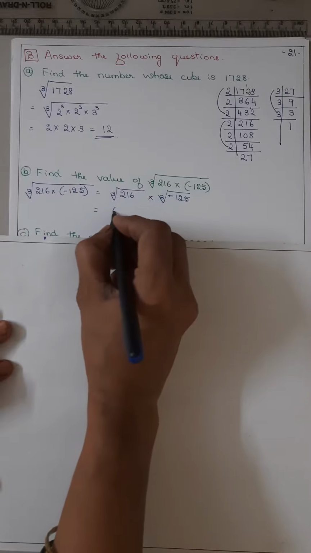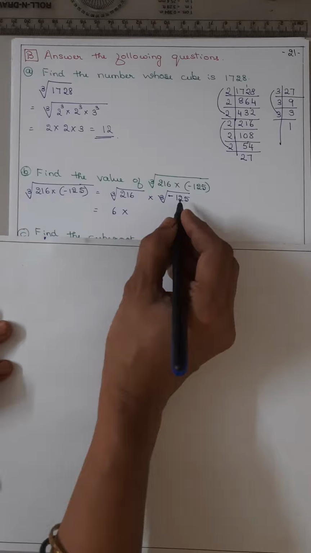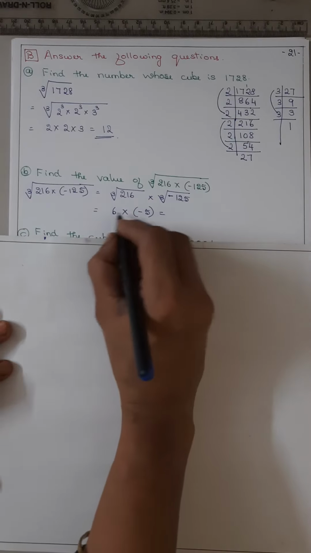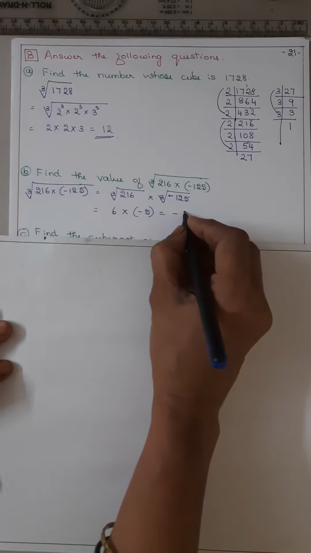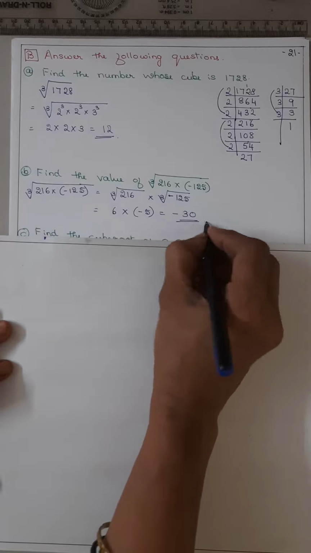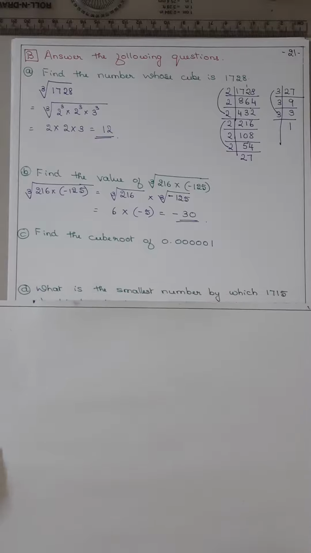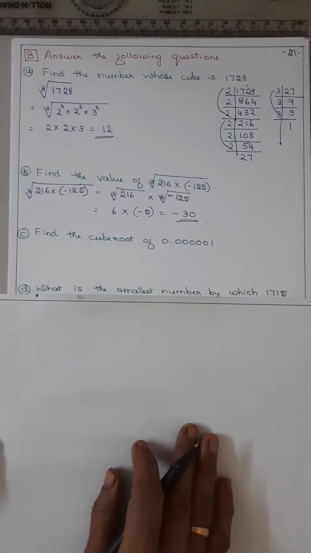The cube root of 216 is 6 and the cube root of minus 125 is minus 5. The answer is: 6 5s are 30, so the answer is minus 30. Now coming to question number C.